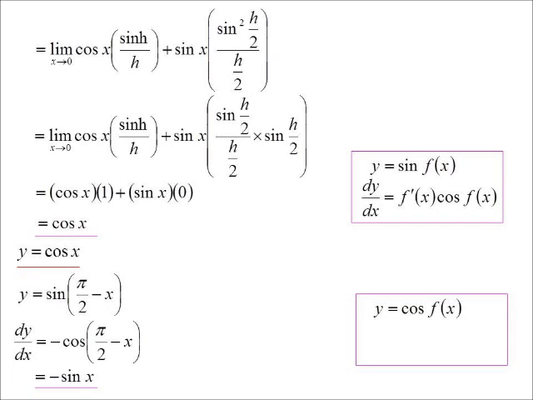So to generalize that one, if you have a cosine of some function, differentiate the angle, but it'll be minus sine. So we get minus the derivative times the sine of function x.